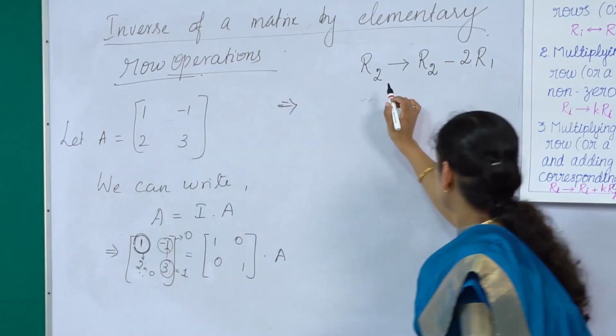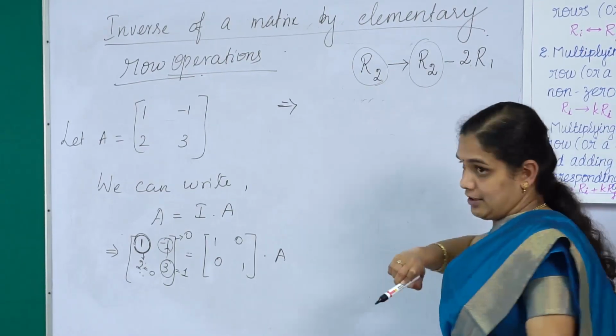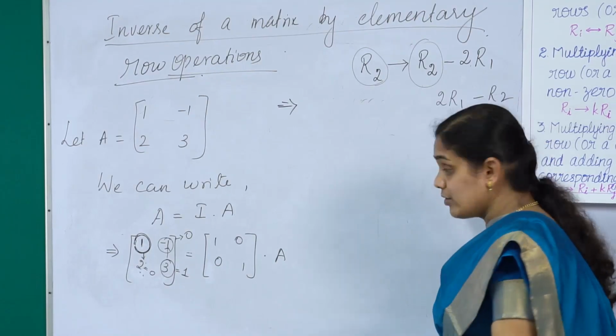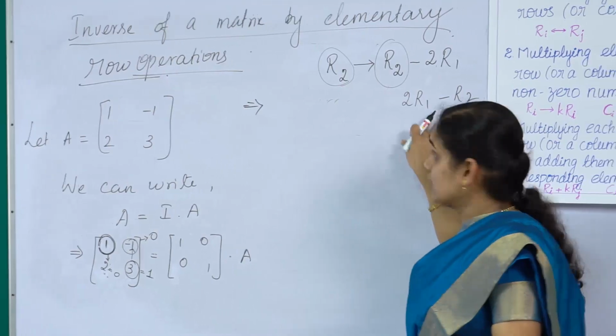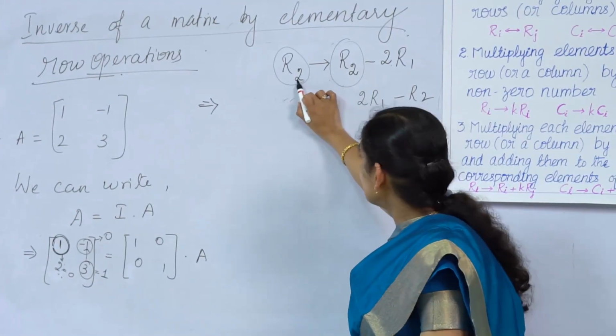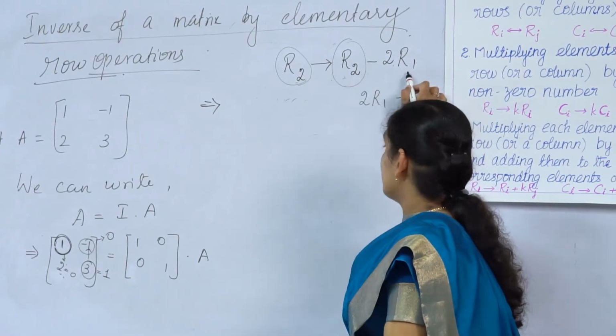And also do remember which row you are converting, that should come in the beginning. If you write this one as 2R1 minus R2, this also will give you 0, but this is wrong. It should always be the row which you are transforming, that row or column should be written first, followed by the other one.